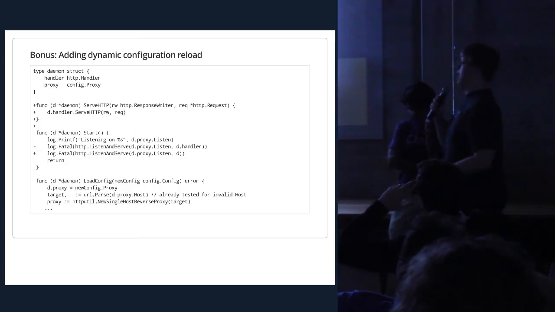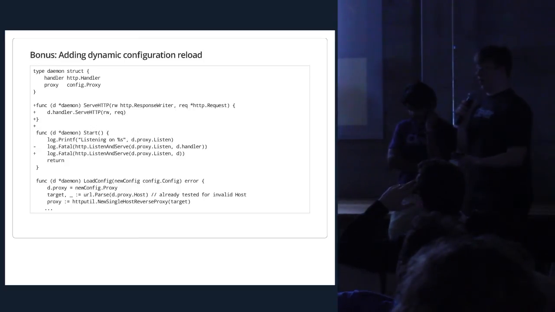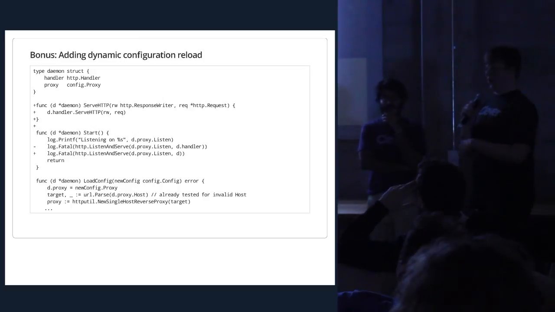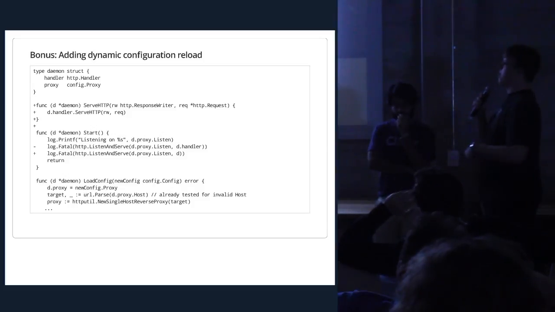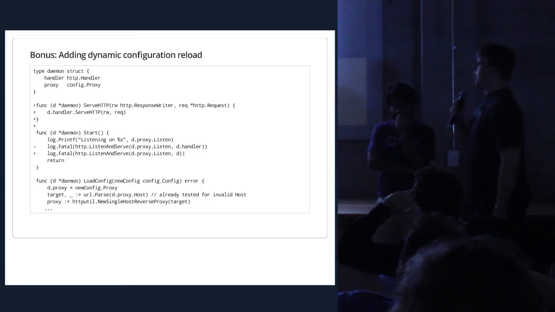So this daemon has a handler field on it, which is the HTTP handler that we saw earlier, the logger or limiter, depending on what the config has. And the way that the daemon worked originally was it would just call ListenAndServe with the handler field of the daemon from its own start method.